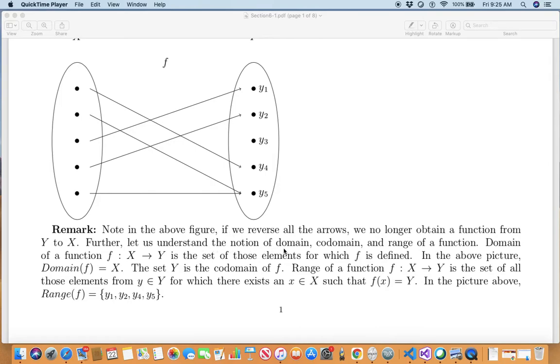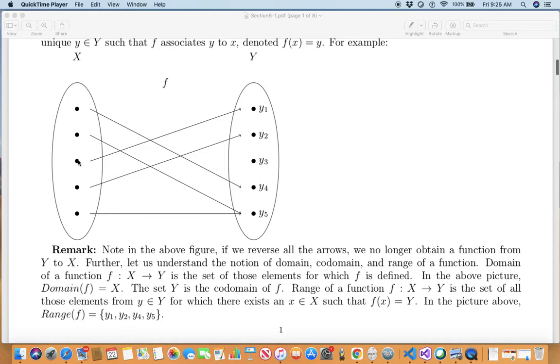Further, let us understand the notion of domain, codomain, and range of a function. For this function, the domain is the set of all those elements for which f is defined. Here, f is defined for every element, so the entirety of X is my domain.